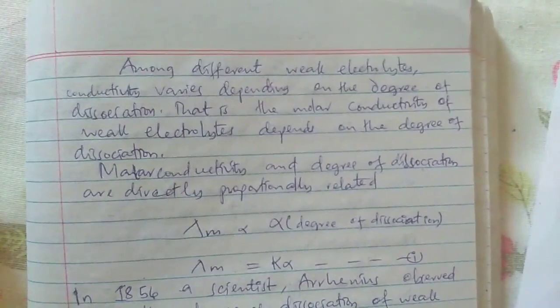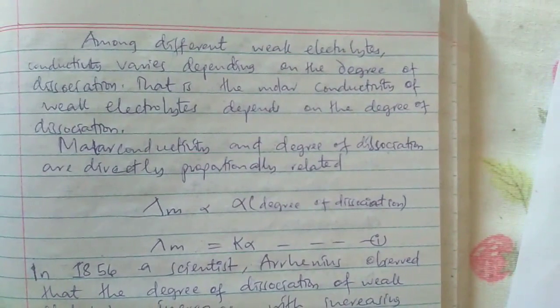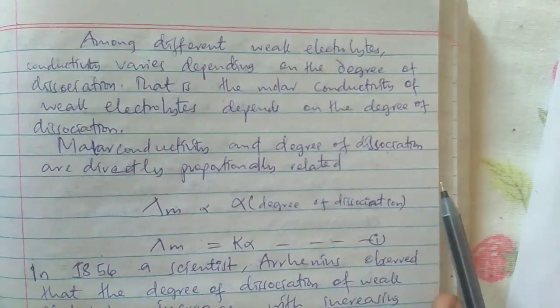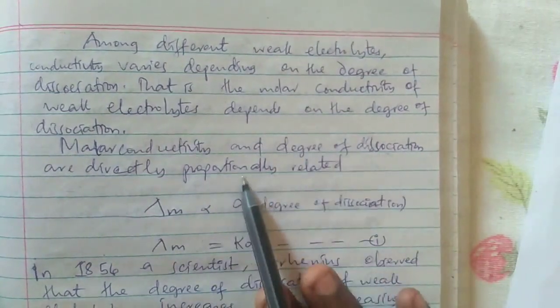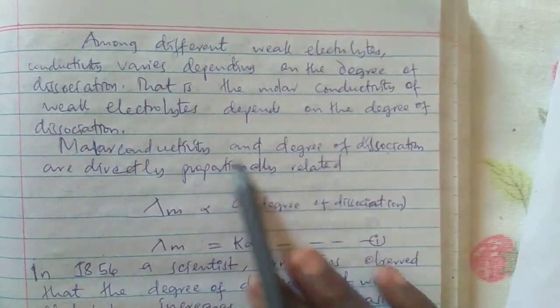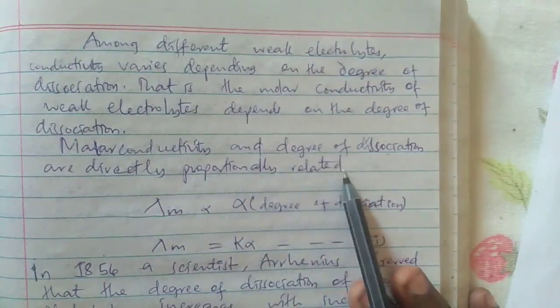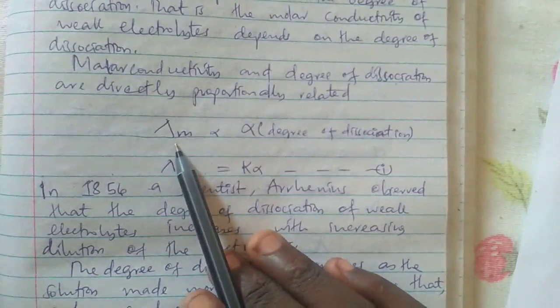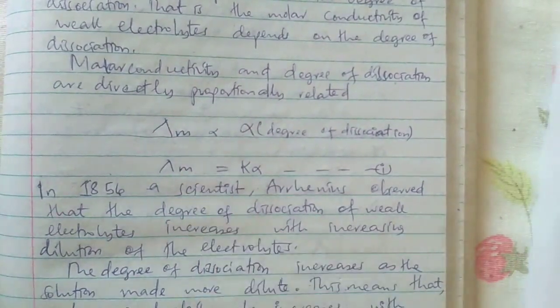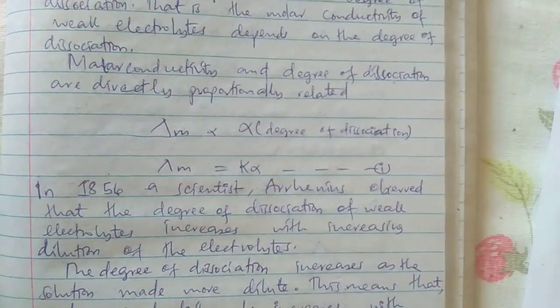Among different weak electrolytes, conductivity varies depending on the degree of dissociation. That is, the molar conductivity of a weak electrolyte depends on the degree of dissociation. Molar conductivity and the degree of dissociation are directly proportional. That is to say, molar conductivity is proportional to the degree of dissociation. Removing the degree of dissociation, we put the constant K.